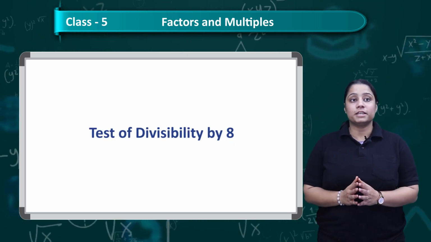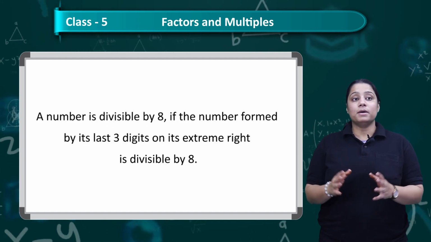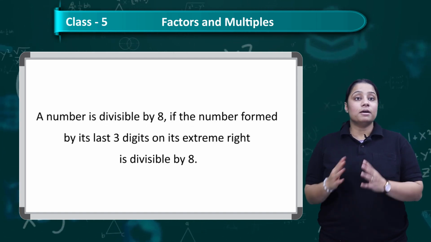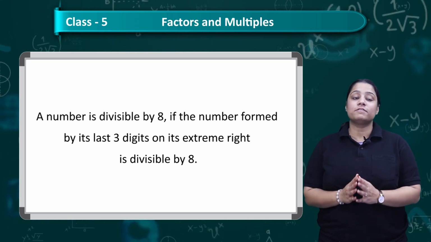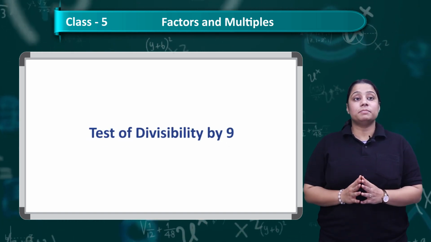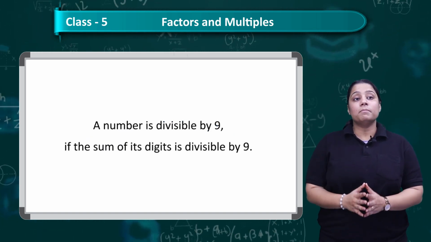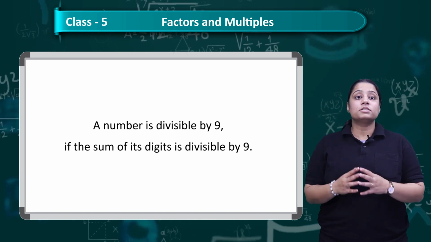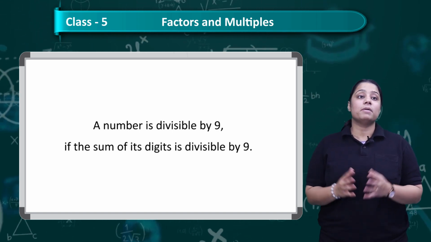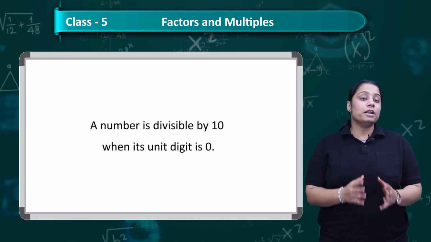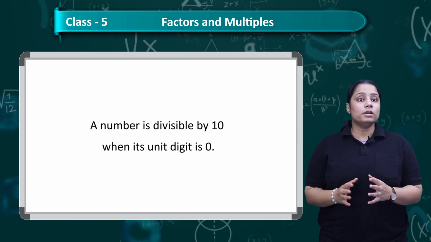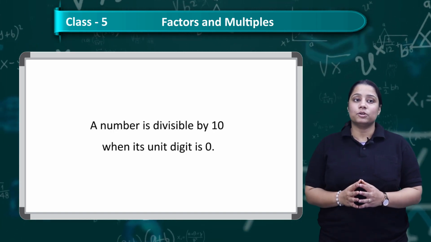Test of divisibility by 8. A number is divisible by 8 if the number formed by its last three digits on its extreme right is divisible by 8. Test of divisibility by 9. A number is divisible by 9 if the sum of its digits is divisible by 9. Test of divisibility by 10. A number is divisible by 10 only when its unit digit is 0.